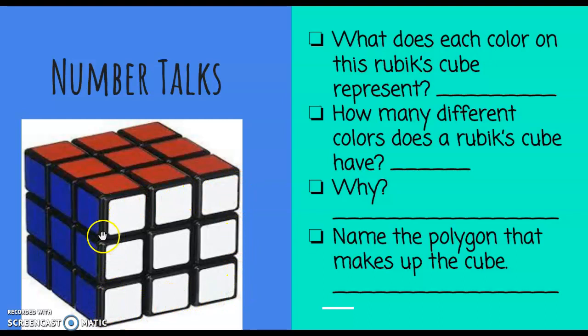Right here, all squares make up this Rubik's Cube. And here we even have smaller squares. So this face is partitioned. Our entire Rubik's Cube is partitioned into small squares or small cubes. All right, so the polygon that makes up this cube is a square.